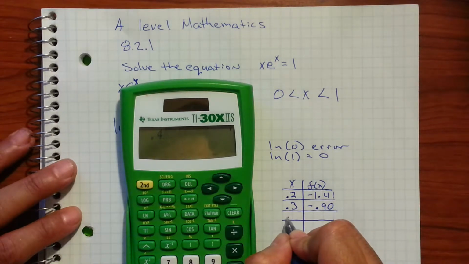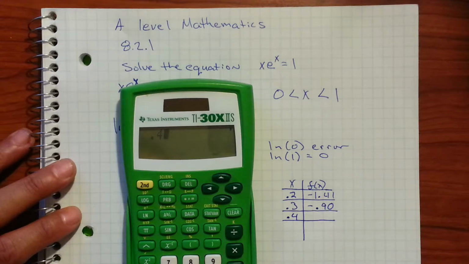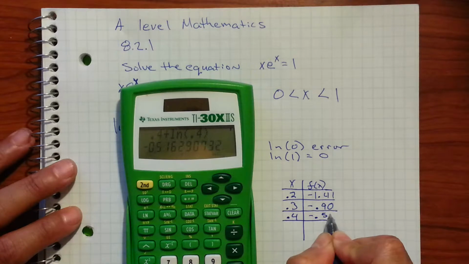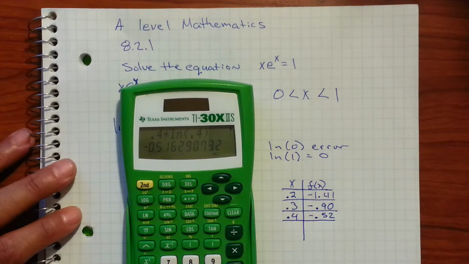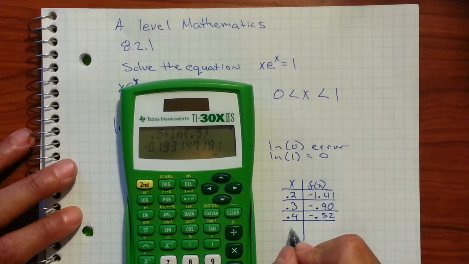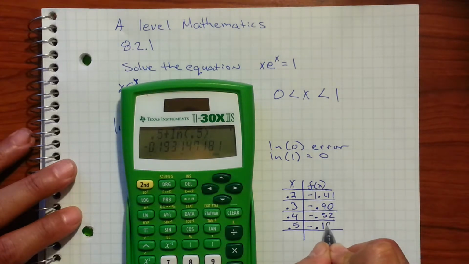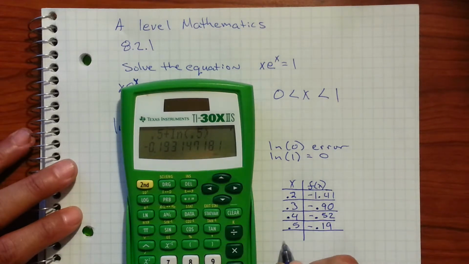So I'm going to put 0.4 here, plus ln 0.4, and I get negative 0.52. Let's try 0.5 plus ln 0.5, and at 0.5 I get negative 0.19. Let's try 0.6.